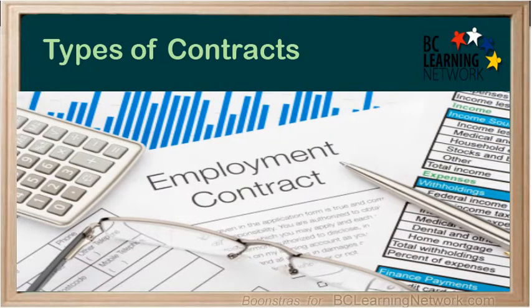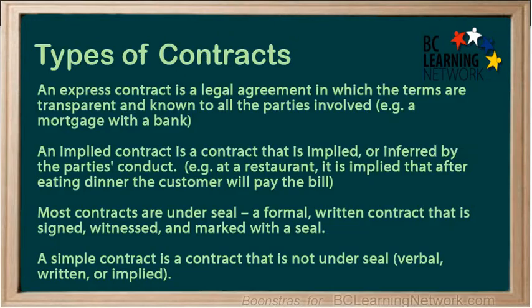There are many different types of contracts in the legal system. An express contract is a legal agreement in which the terms are transparent and known to all parties involved. An implied contract is a contract that is implied or inferred by the parties' conduct. For example, at a restaurant, it is implied that after eating dinner, the customer will pay the bill.